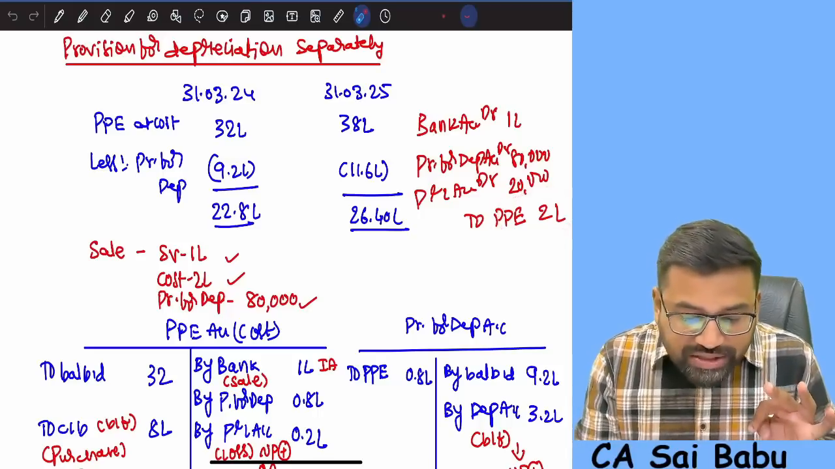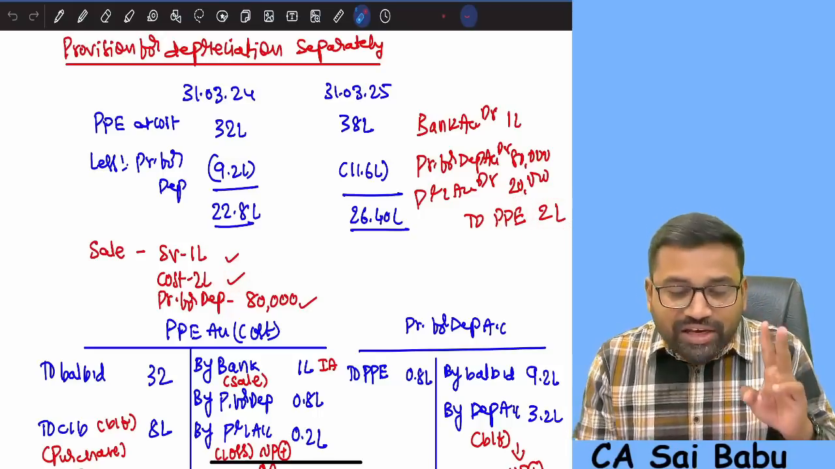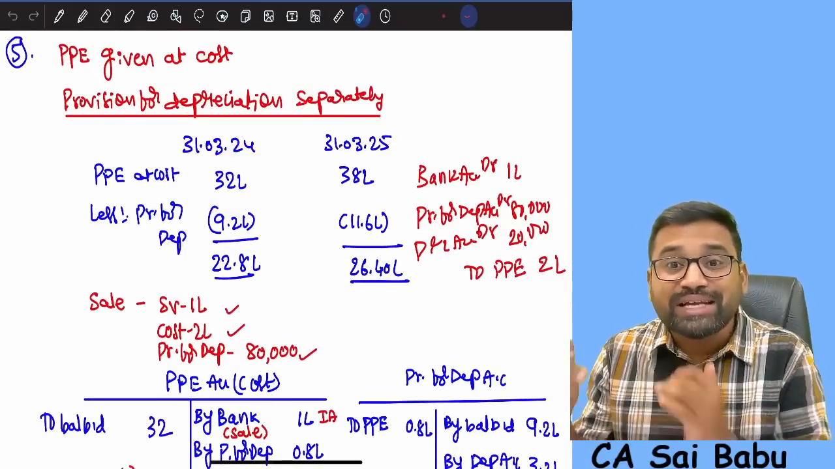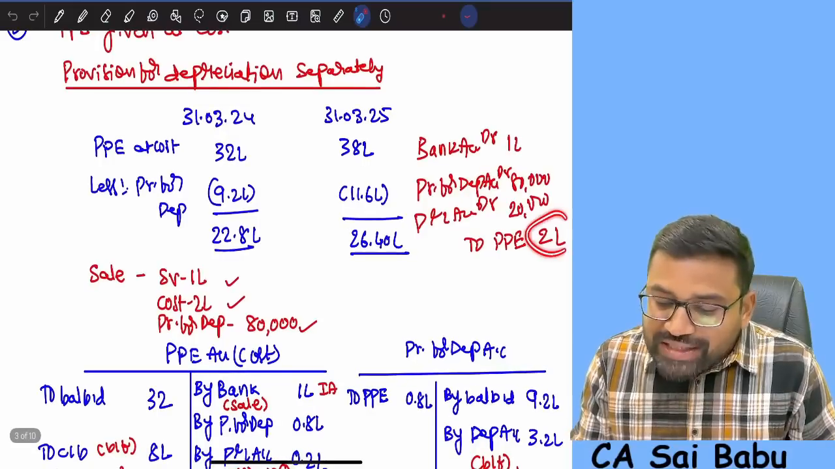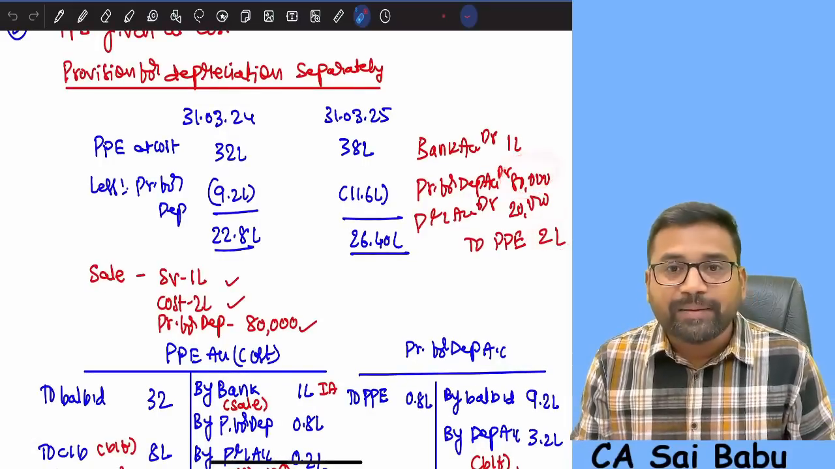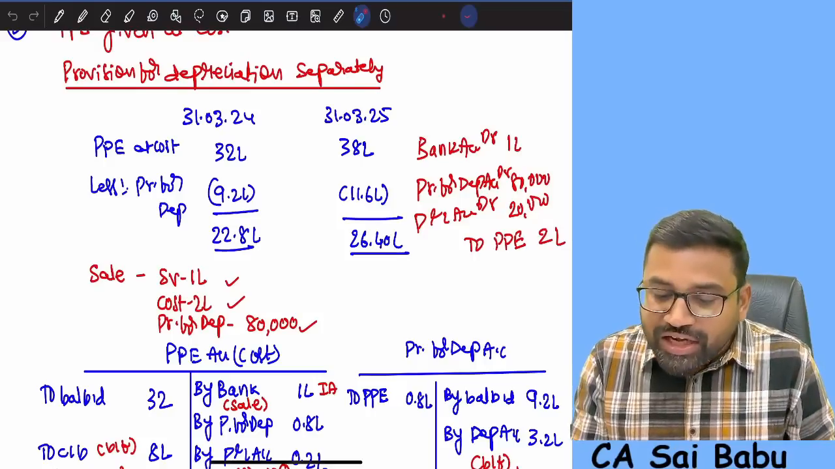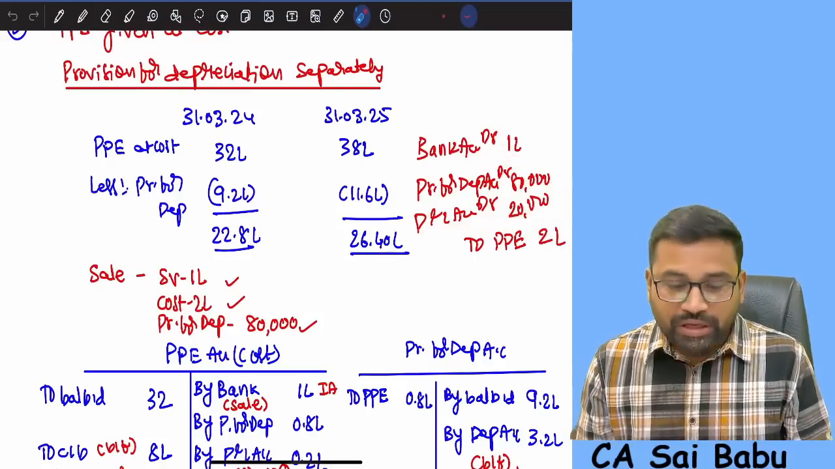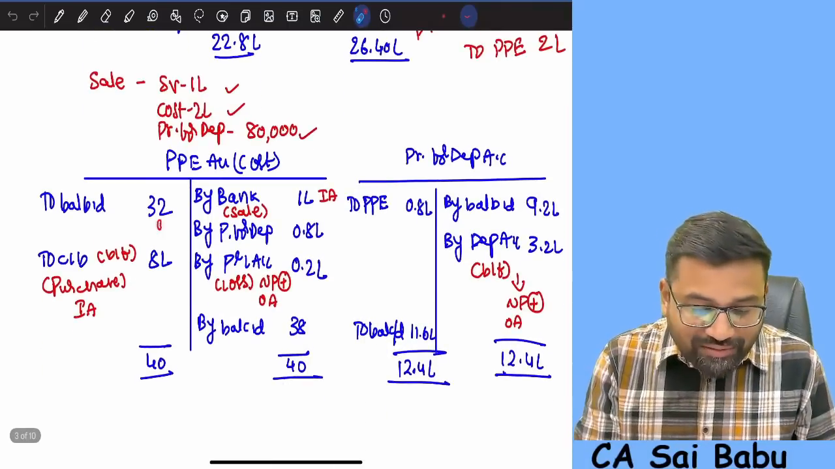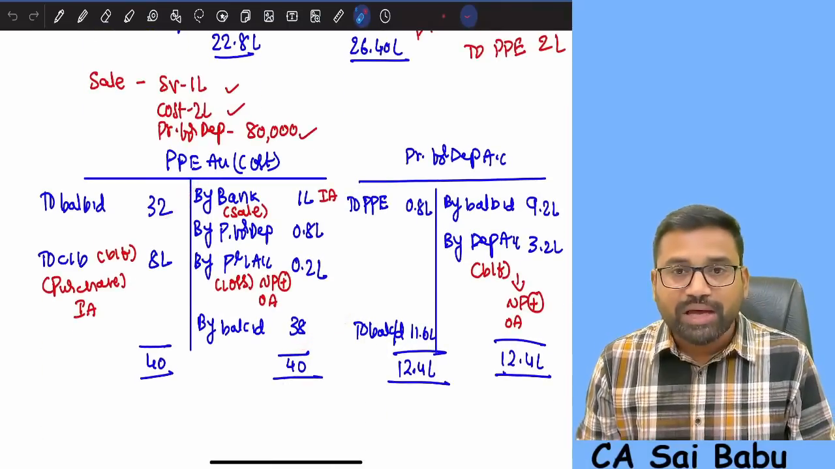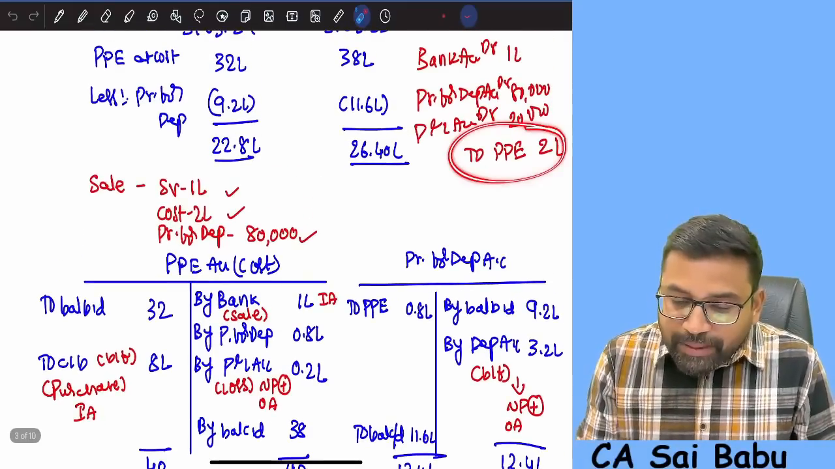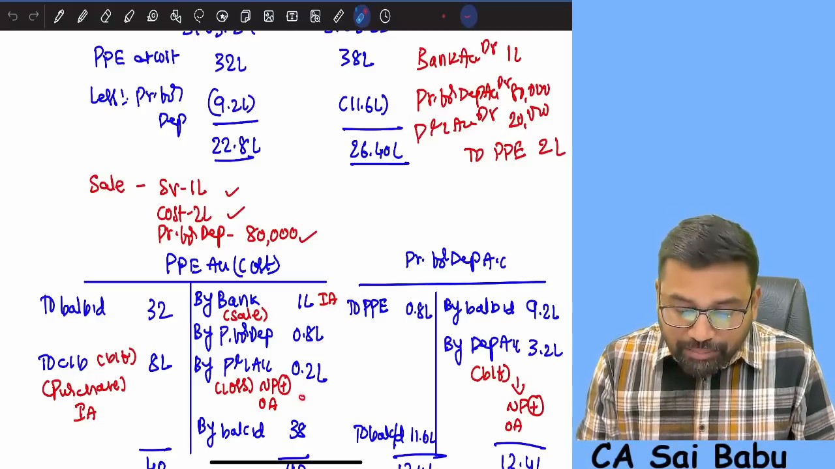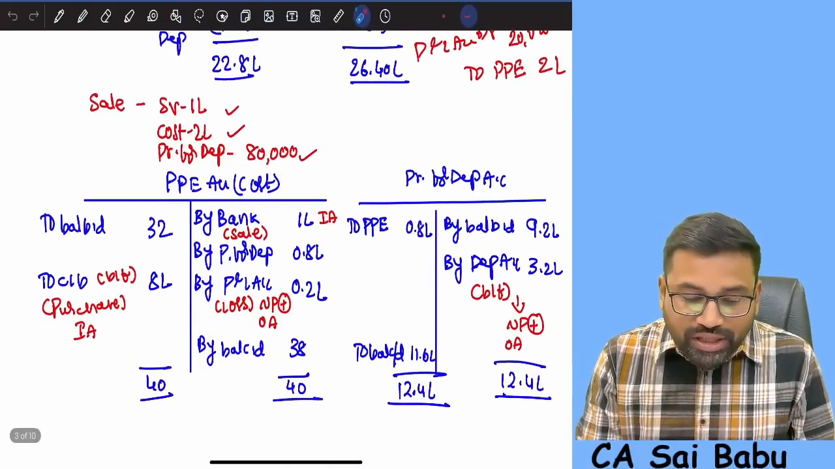To PPE, what is the cost of PPE? 2 lakhs. Sir, when you are maintaining an asset at cost, whenever you sell the asset, reduce the asset balance by its cost, 2 lakhs. Accumulated depreciation is 80,000. That means 1.2 lakhs is the WDV, and you are selling at 1 lakh. Therefore, what is the loss? 20,000, which is debited to P&L account. Now, when I prepare the PPE account, I will consider the opening balance, I will consider the closing balance, and this entry I will write. In the PPE account, credit side by bank 1 lakh, by provision for depreciation 0.8, by P&L account 0.2. Now the PPE account must tally.